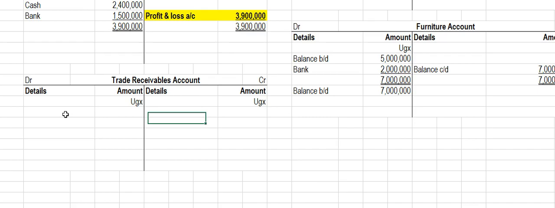Receivables, these are current assets. Enter their balance brought down. The balance brought down for the receivables is 5 millions. But John collected some money from these receivables. The debtors, he collected 40 millions from the debtors, so that will be a credit. Remember, in your cash book, this was a debit.